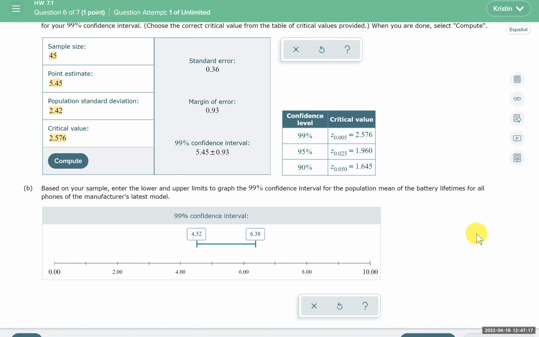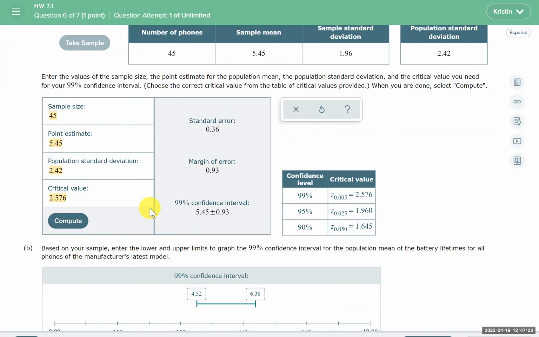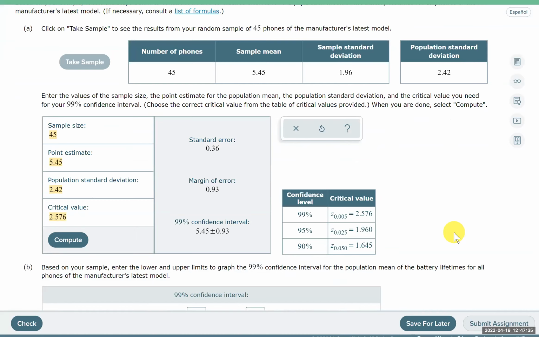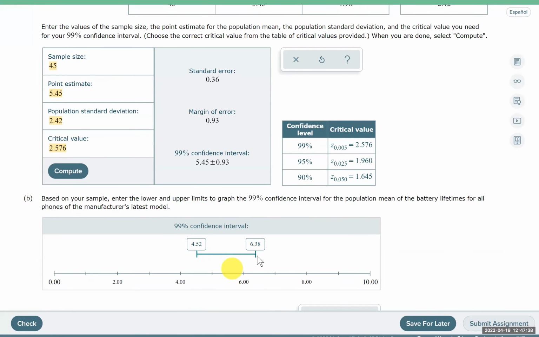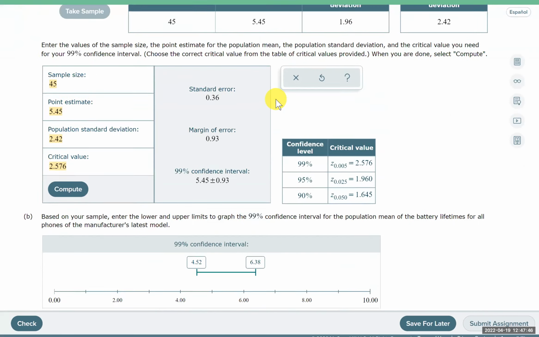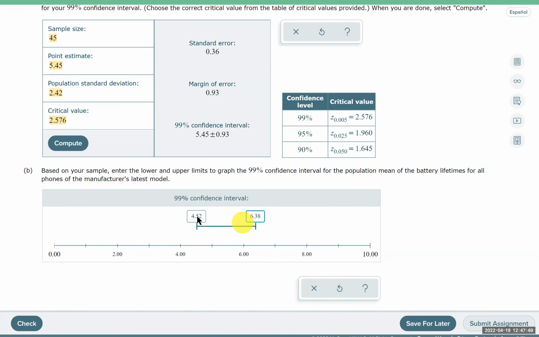So they're not going to ask you to write a sentence, but I'm going to state the sentence. I'm 99% confident that the mean battery lifetime for all phones of this model, I believe with 99% confidence, is somewhere between 4.52 and 6.38. And I've already forgotten the units, which is always important when we do sentences, hours. So I believe with 99% confidence that the true mean, mu, is somewhere between those two values. So I could be wrong. I'm only 99% confident that I have it correct.